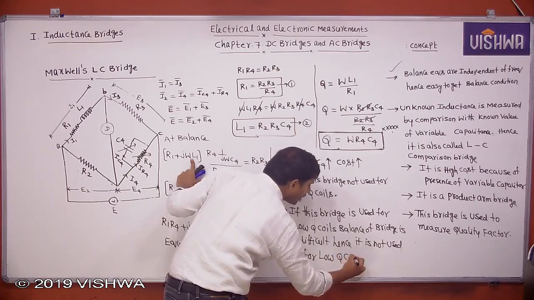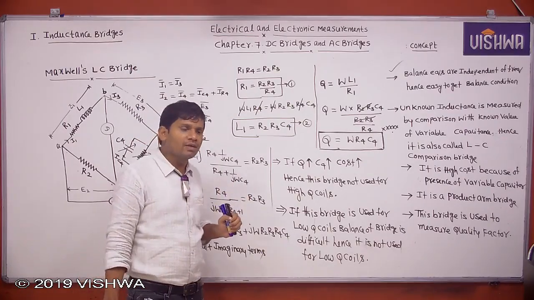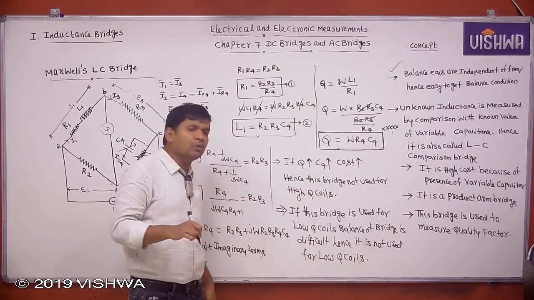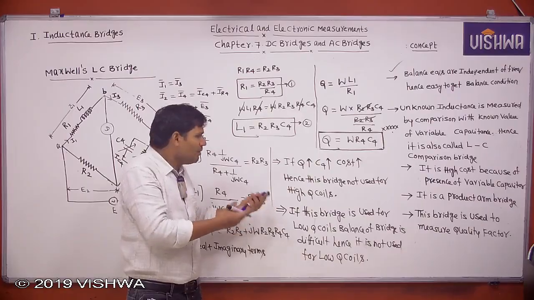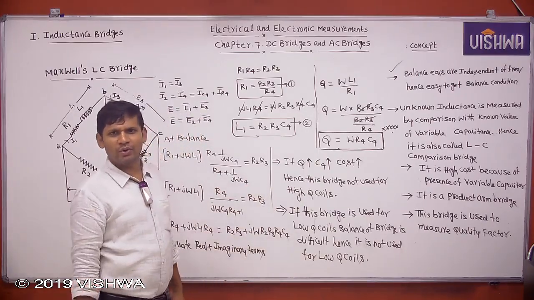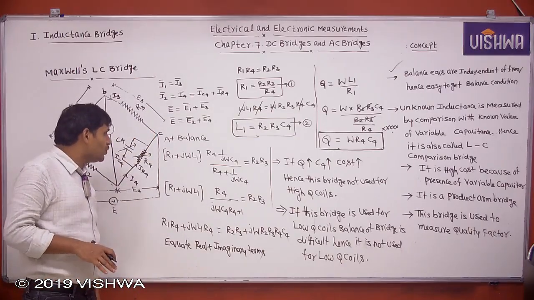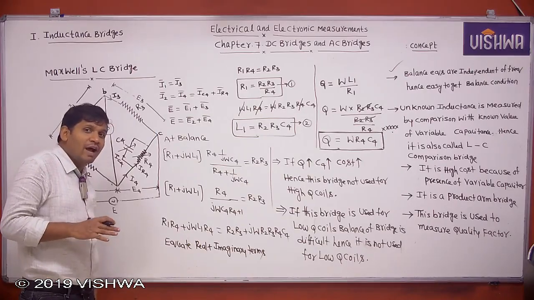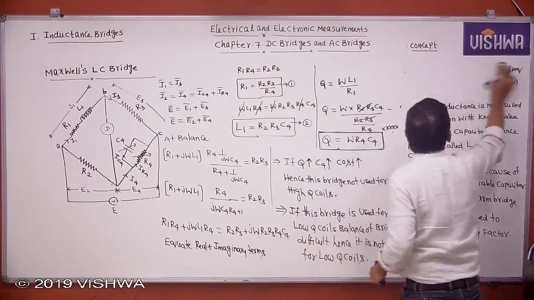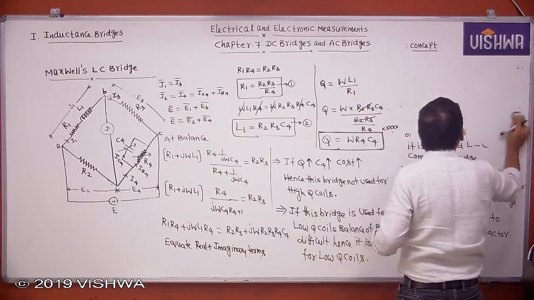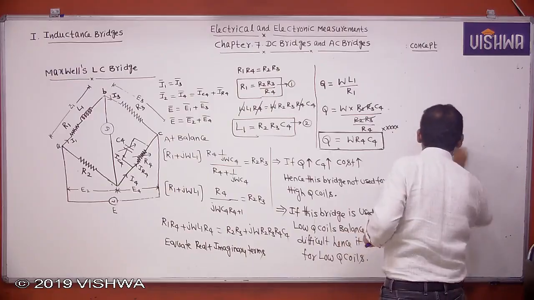Low quality factor coils. Why is this bridge not preferable for high Q coils? Cost is high. Why is this bridge not preferable for low Q coils? Balance of the bridge. There is also a theoretical proof, but it is not required. Simply remember, this bridge is not used for low Q coils. Okay, next. It is not used for high Q coils and not for low Q coils, which means this bridge is more preferable only for medium Q coils. To measure the quality factor of medium Q coils only, this bridge is more preferable.